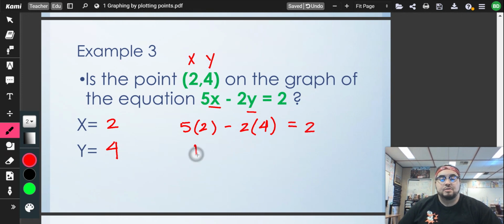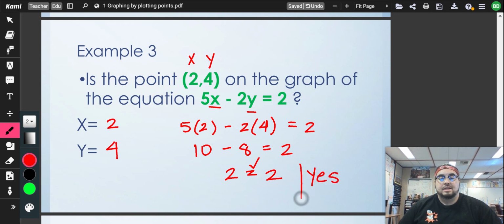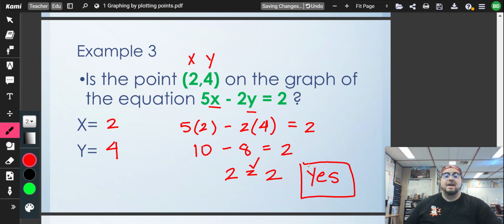5 times 2 is 10. Negative 2 times 4 is negative 8. And yes, 10 minus 8 is 2. And that does equal 2. So because this makes sense, because 2 does equal 2, when I plug in that point, the answer is yes. The point (2, 4) would be on the graph 5x minus 2y equals 2.